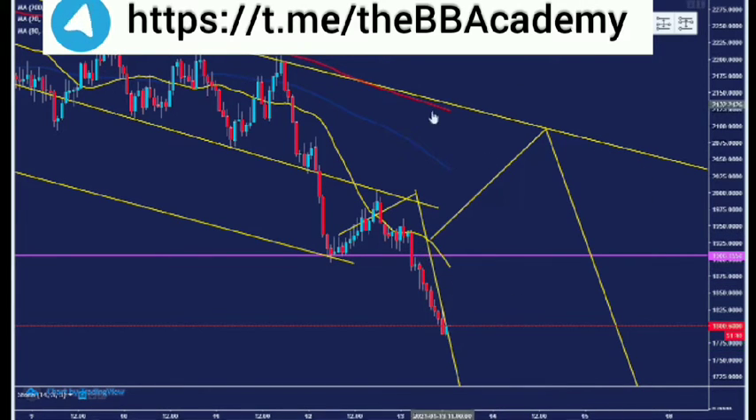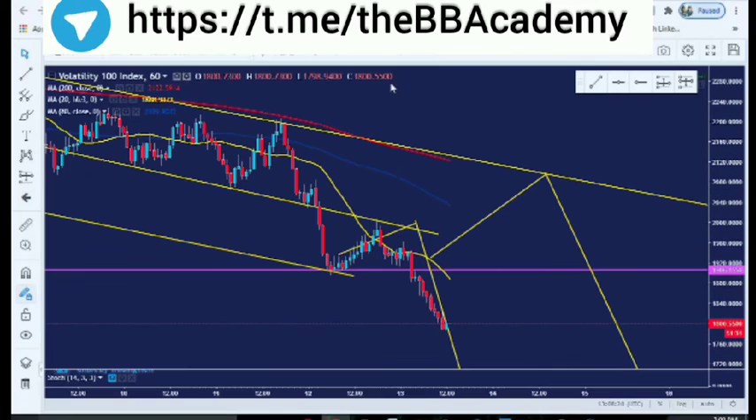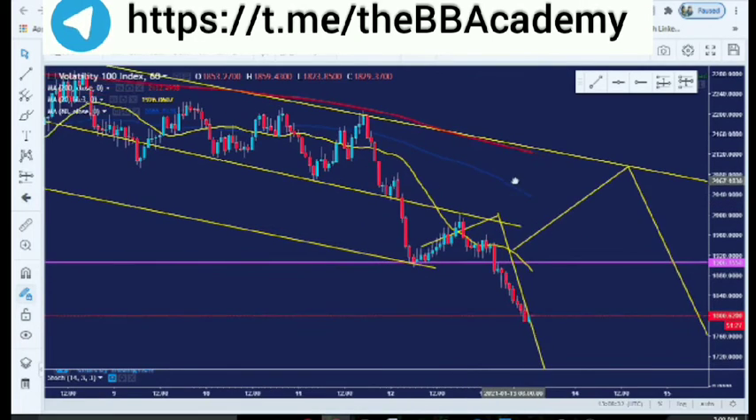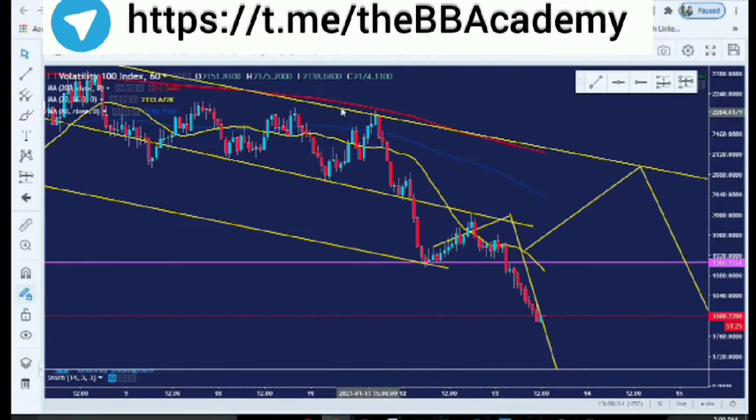Let's go straight into making an analysis right now. This is the 1 hour time frame. As you can see, the market is going up again.